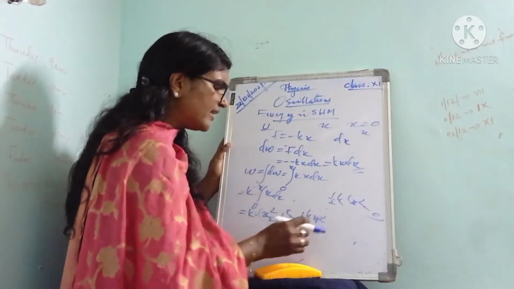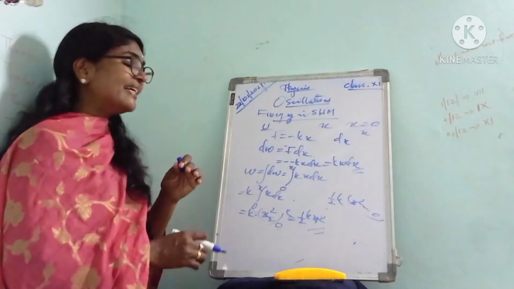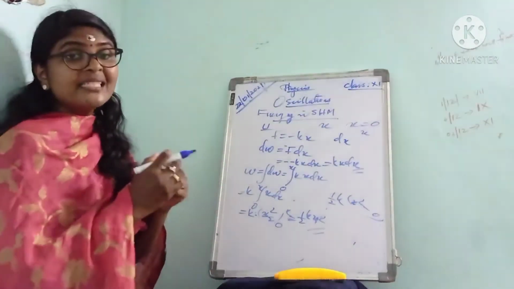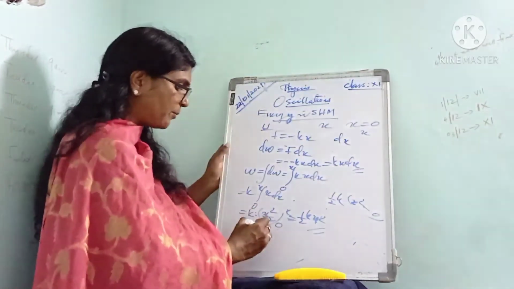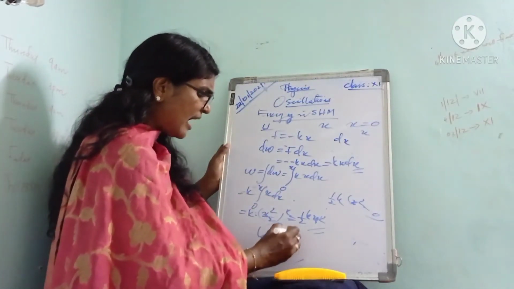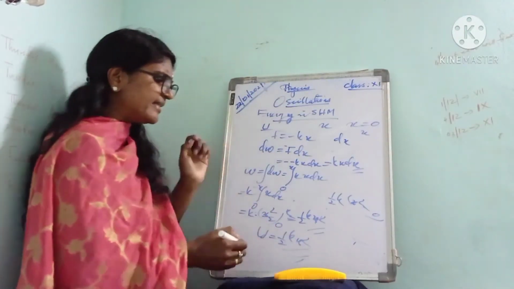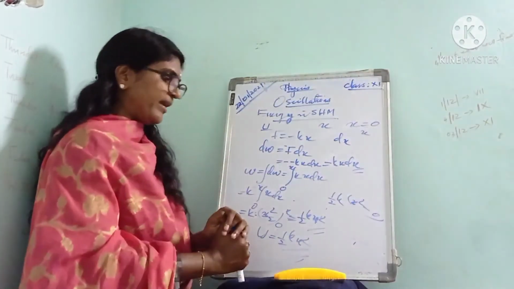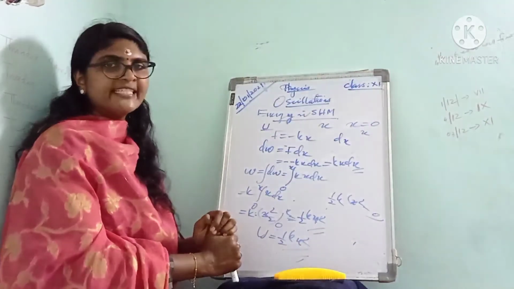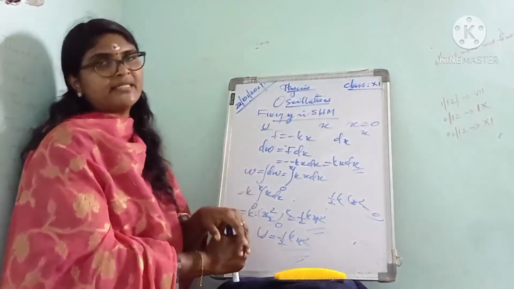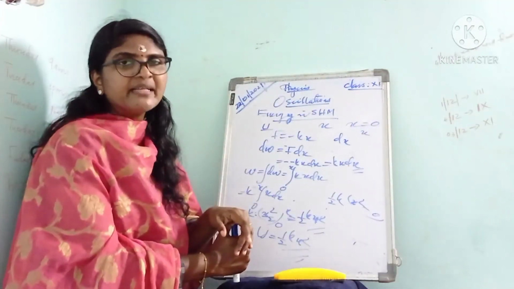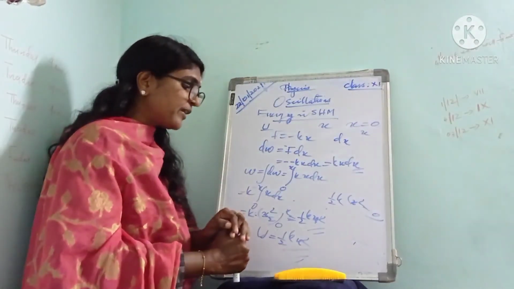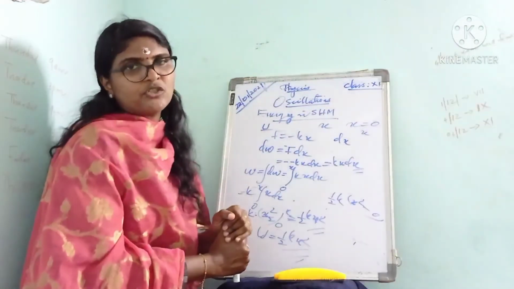This is the work done against the restoring force, and this work done is stored in that particle as potential energy U equal to half k x square. This is the expression for potential energy, half k x square. You know the expression for kinetic energy is half k a square minus x square, but the expression for potential energy is half k x square.